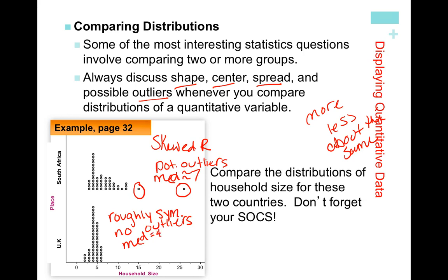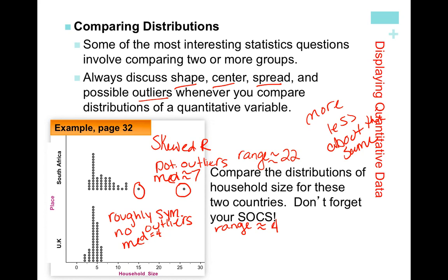And then as far as the range goes, you're looking at that overall span. So in South Africa, it looks like maybe the smallest value is about 2 or 3, and this highest value is a little bit above 25. So we'll say that our range for South Africa is going to be maybe about 22. And then down here for the UK, we're going to say that highest value is about 6, maybe that lowest value is 2, so that range is about 4.